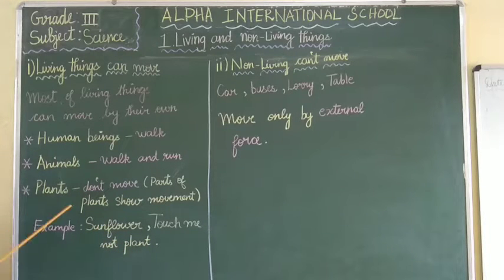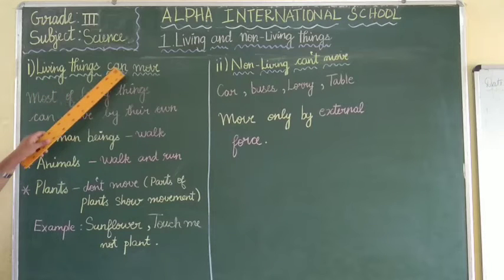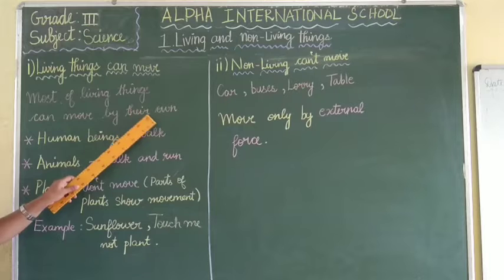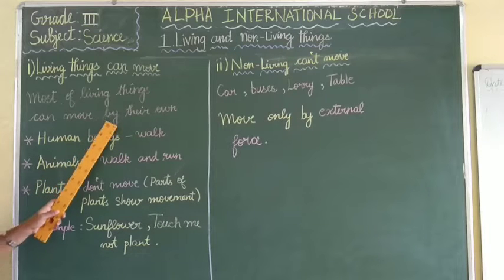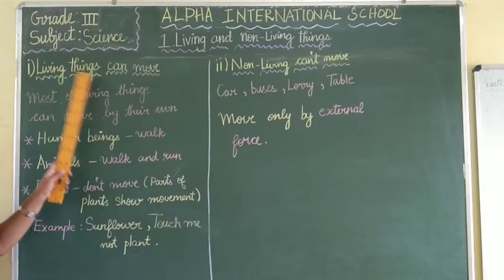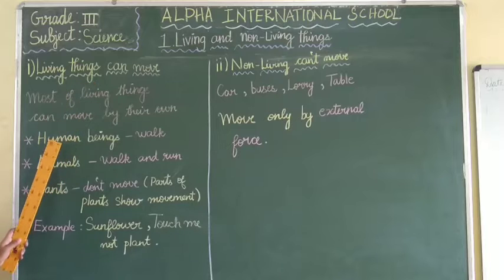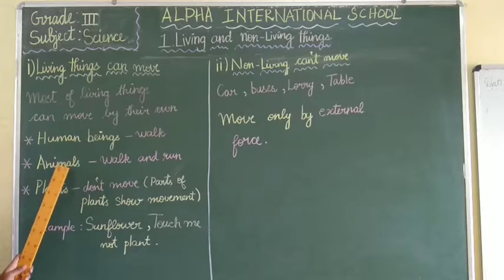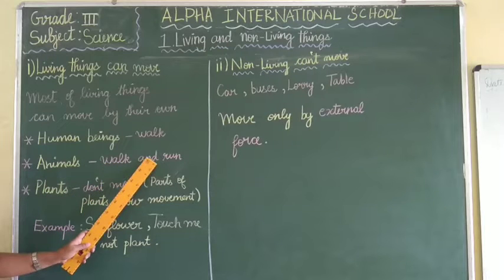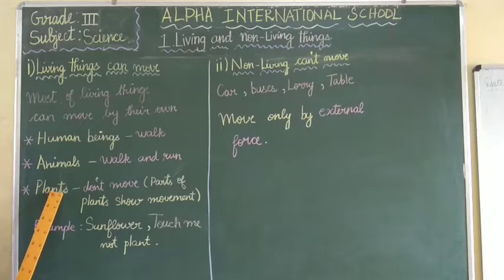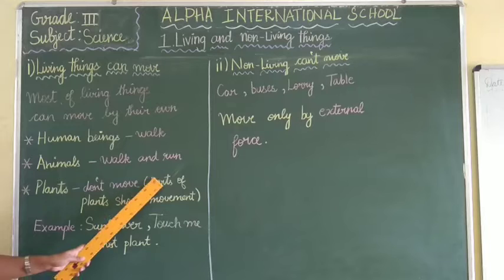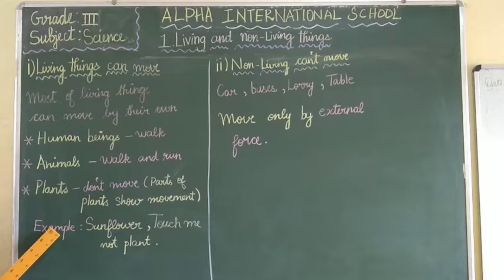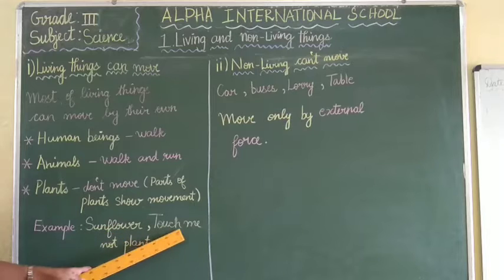So first, to sum up, most living things can move by their own. If they are moving by their own, then we know it is a living thing. How do human beings move? They move by walking. Animals run or walk. Then plants. Plants don't move; only the parts of plants show movement. What are the examples for plants? Sunflower and touch-me-not plant.